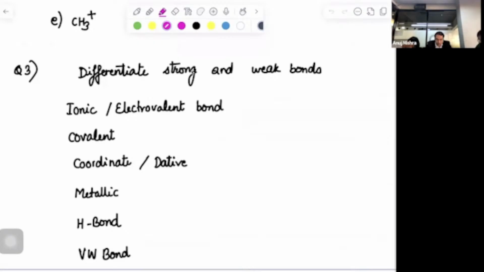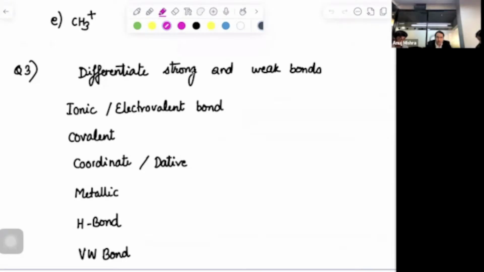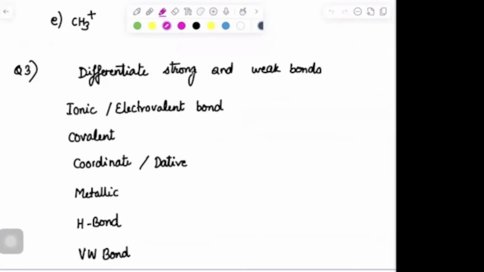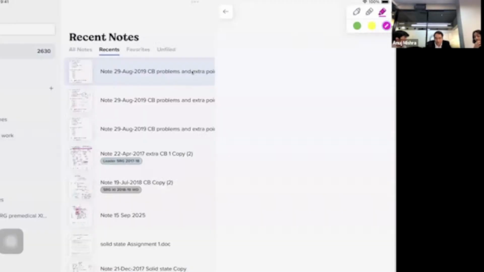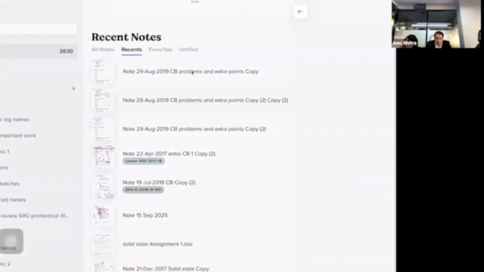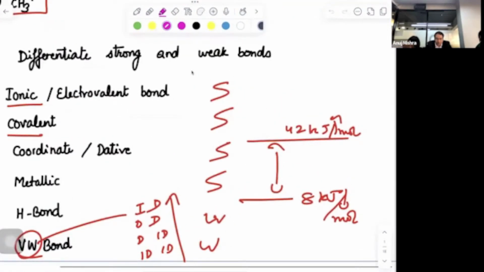Van der Waals bond is weak, okay. Then the H bond is also weak. Covalent is strong. Ionic, electrovalent is again strong. Coordinate is strong, and metallic is strong. Yeah, so please note down the correct answer. Last two are weak. First four are strong.